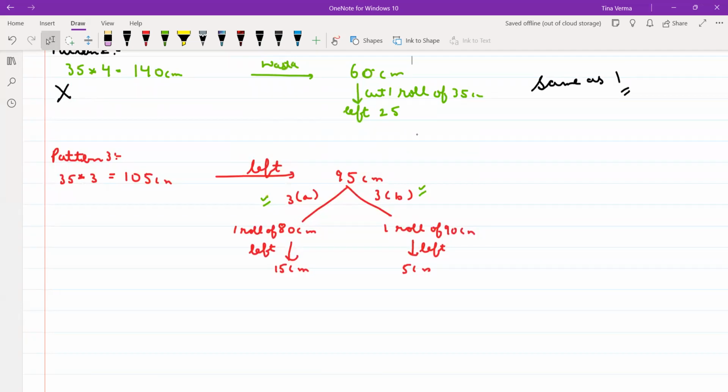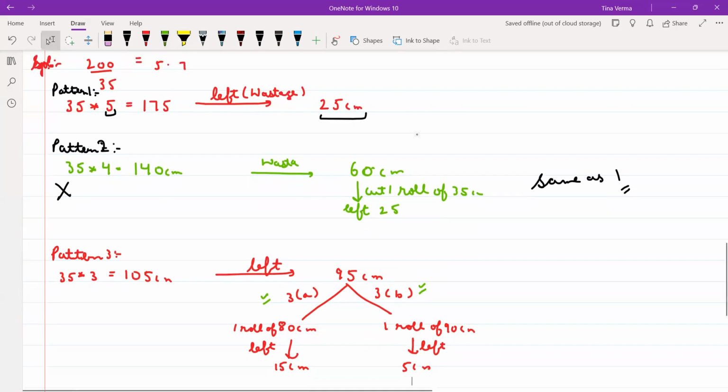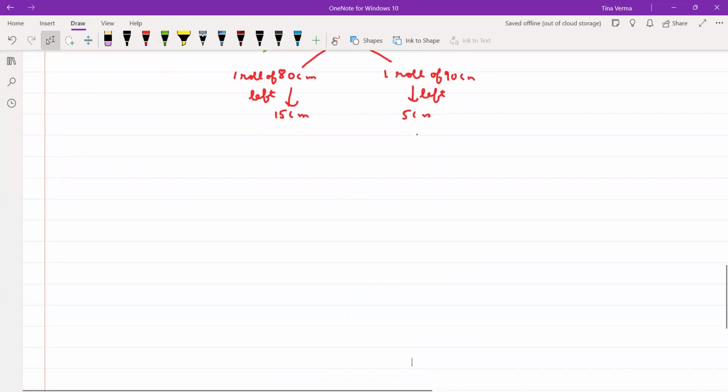No, I have not discarded the second pattern because of the wastage. The second pattern was the same as the first pattern. When you have 60 centimeter waste, you can cut one roll of 35 centimeter. Then you are left with 25 centimeter. That will be the same case as pattern 1. So this pattern has not given me a new pattern. That's why I have discarded pattern 2. Next is your pattern 4.